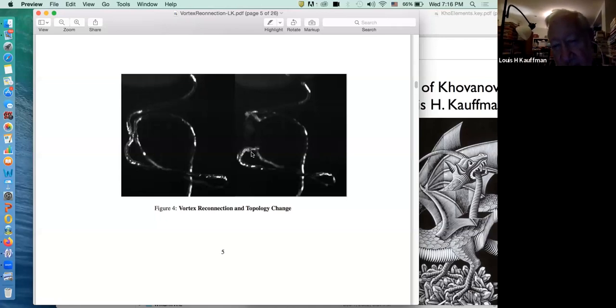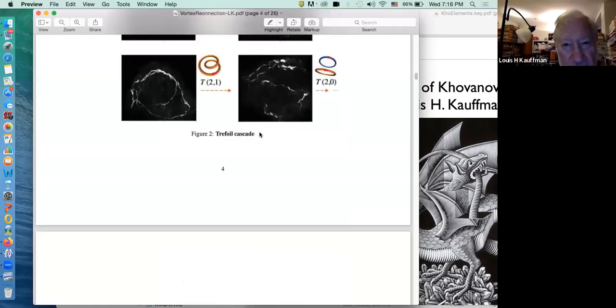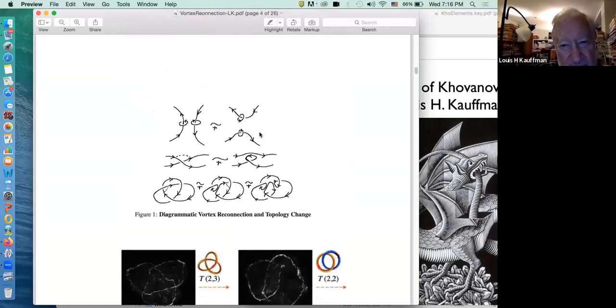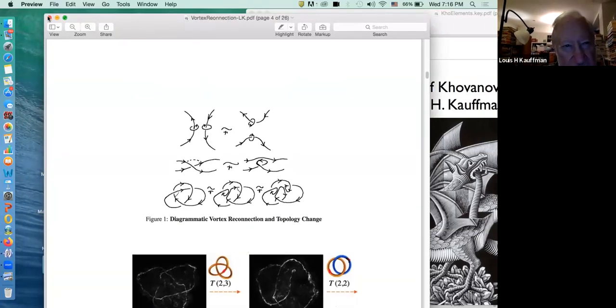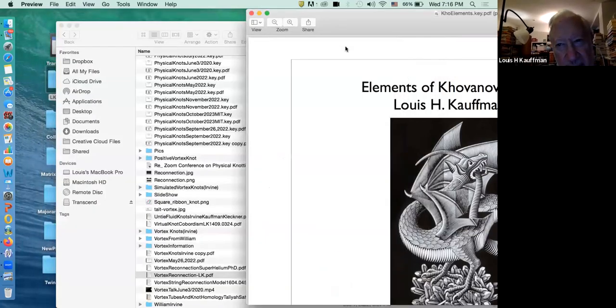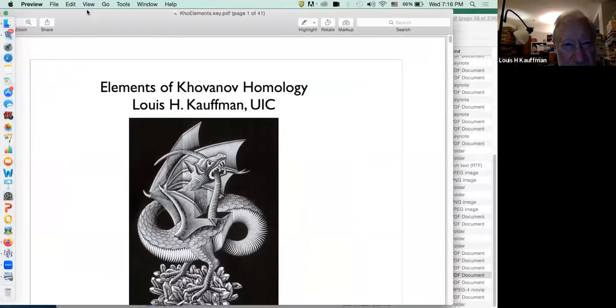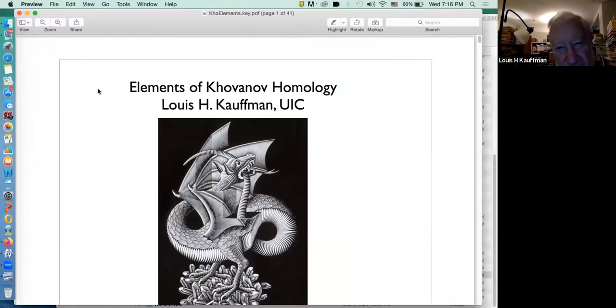It can happen that the topology will become more complicated under this reconnection event. But the reconnection event tends to unknot the knots. And the reconnection event looks like this in diagrams. And we would like to know how complex is a given knot or link in terms of reconnection. How many reconnections does it take to undo the knot or link? My talk, the third talk, is going to be about how to use the bracket and this idea about Khovanov homology to get at that information.